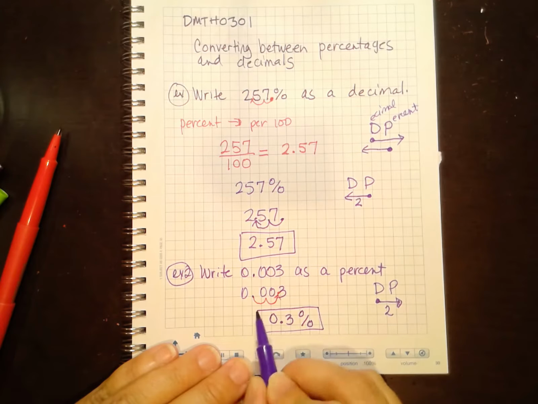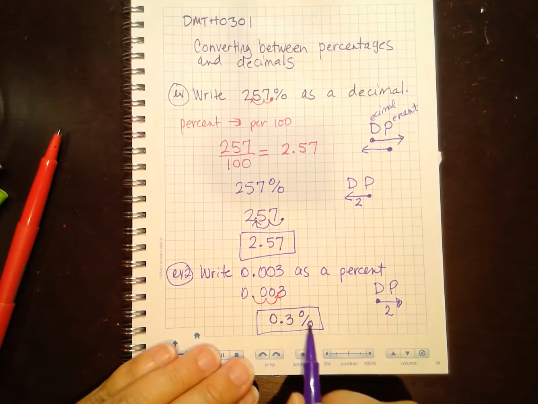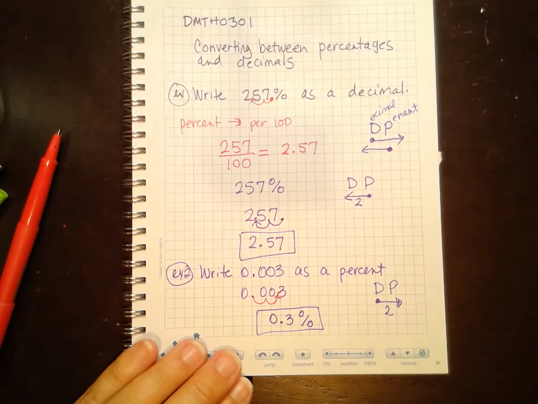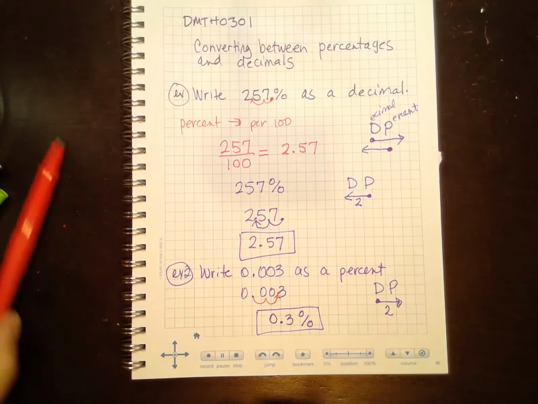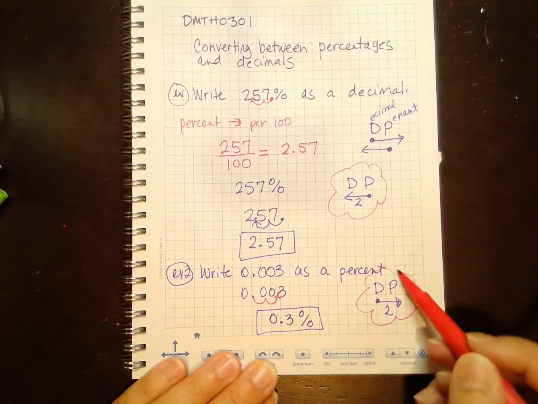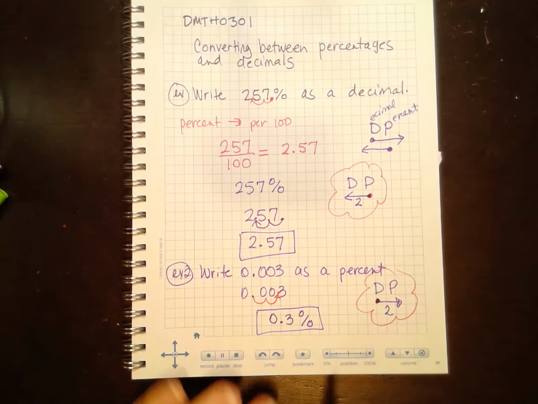Even though I know some students get confused because this is a decimal, but I'm saying it's a percent. It is. It's 0.3%. Okay. So converting from a percent to a decimal or a decimal to a percent, the easiest way is to use your little Dr. Pepper and know where you're going to start and where you have to go, and then you just move your decimal point.